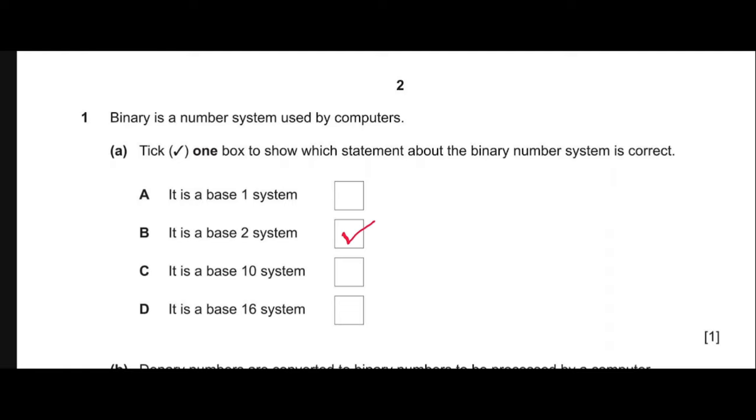Let's see option C. It says it's a base 10 system. No, the base 10 system is the decimal system, which is from 0 to 9. Then option D says it's a base 16 system. The base 16 system is called the hexadecimal system, which is the same as decimal from 0 to 9, and then we have A to F. So 10 is A, 11 is B, and so on, up to F. So the correct answer is B.